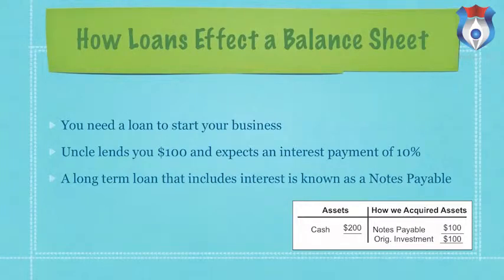A long-term loan that includes interest is known as a notes payable. And you can see in the lower right hand corner here, now I have an original investment plus the loan from my uncle, also known as a notes payable. And when you add those two things up, you get my cash amount, which is $200.